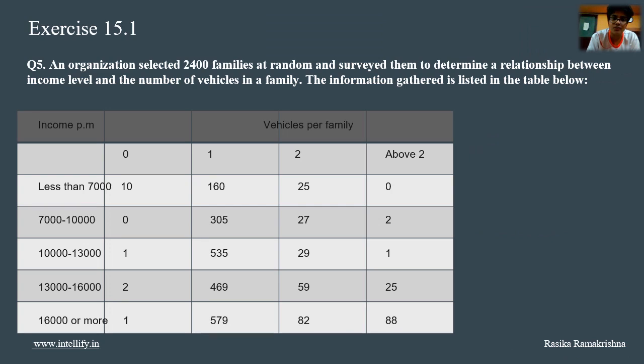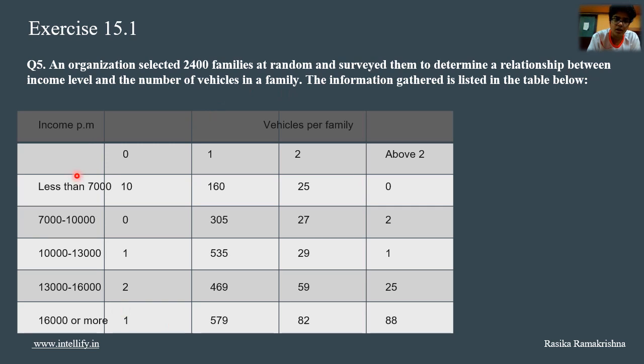Exercise 15.1, question number 5. An organization selected 2,400 families at random and surveyed them to determine a relationship between income level and the number of vehicles in a family. The information gathered is listed below in the table.